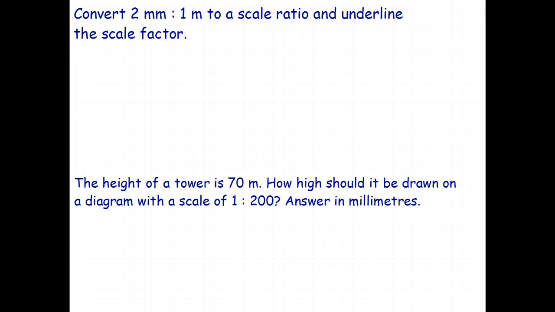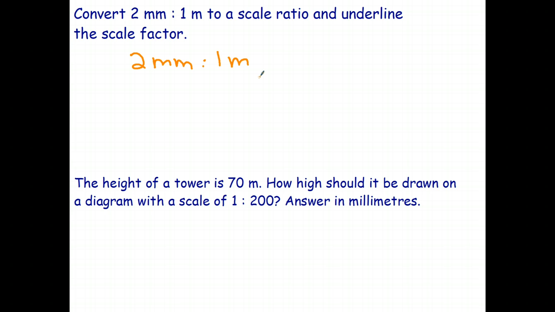Okay, let's go ahead and start to do a few calculations using all of this. First question, convert 2 millimeters to 1 meter to a scale ratio and underline the scale factor. So in this case, they're giving us 2 units, giving us a ratio, but the ratio is not correct. Ratios don't have units, and this one has units. So we need to basically rewrite it without the units.